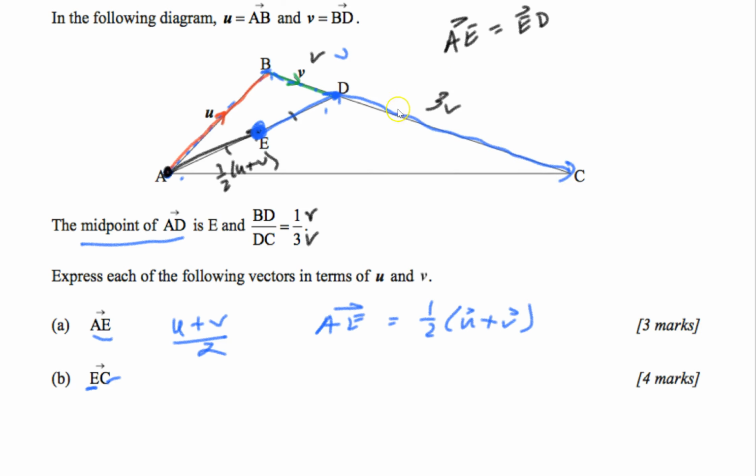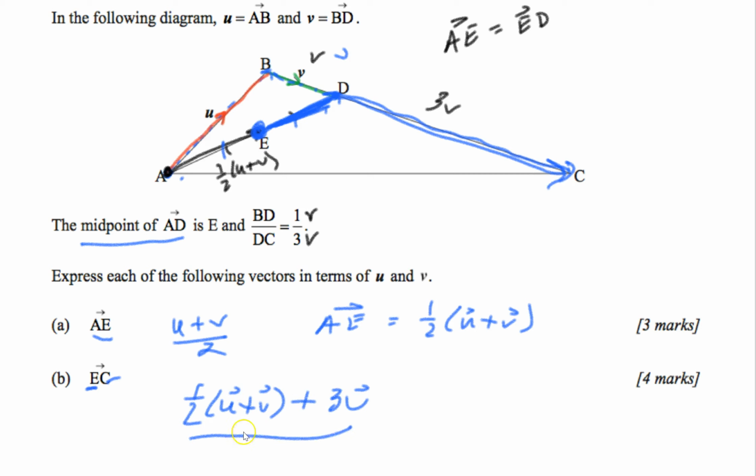Well, if you notice, this part's easy. That's 3v. Got that already. What is this part, though? Well, remember I said earlier, these are the same. They're midpoints. So this little line here is the same as this line right here. So this is just 1/2 (u plus v) plus this line, 3v.